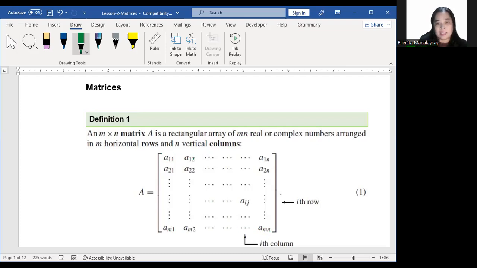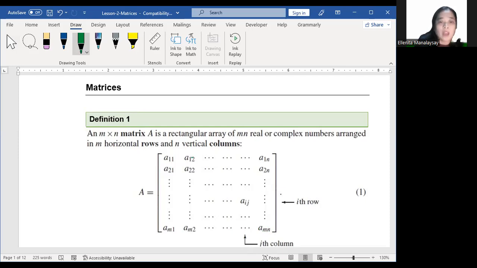Each entry here is labeled as A11, A12, up until A1N, A21, A22, up until A2N. Then for the last row, we have AM1, AM2, up until AMN. So these are the entries, and AMN is referred to as the mnth entry. This will guide us. So this would mean that this AMN is located at the mth row and the nth column.